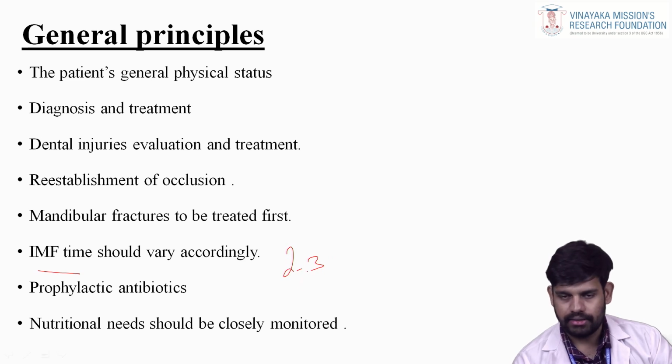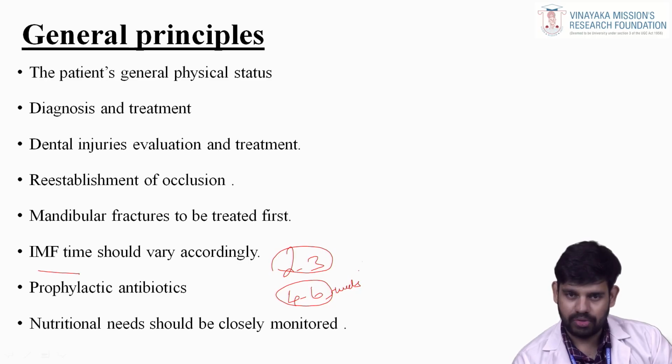If you take an adult, the ideal time for intermaxillary fixation is 4 to 6 weeks, because this much time will be taken for the callus formation, ossification and remodeling. So we have to go for 4 to 6 weeks in an adult patient. If it is a geriatric patient whose bone healing is not as fast as younger individuals, we have to go for 6 to 8 weeks.